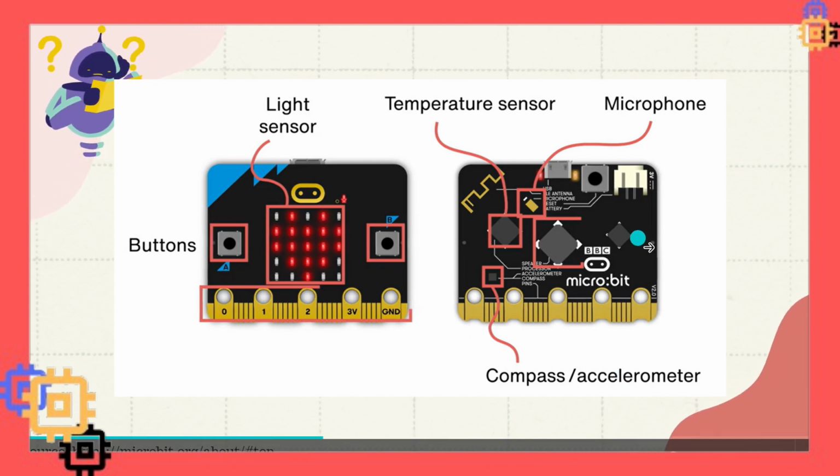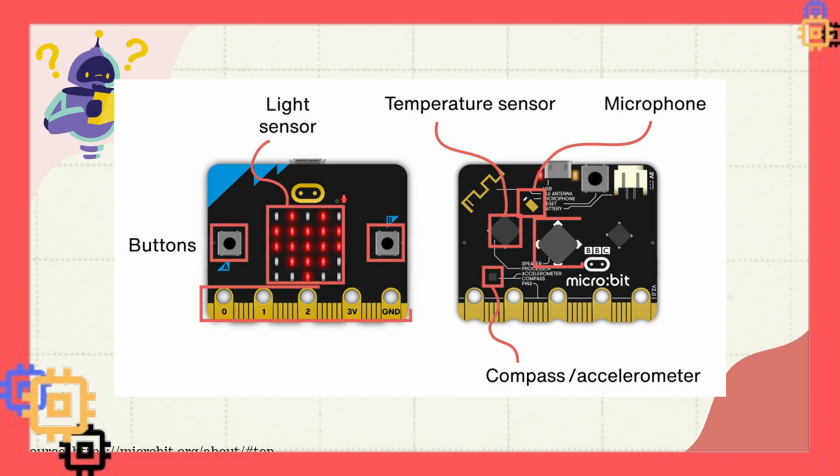You can also buy some components to advance your project with your students. This is just a basic micro:bit. You can buy a speaker or motor and other components.